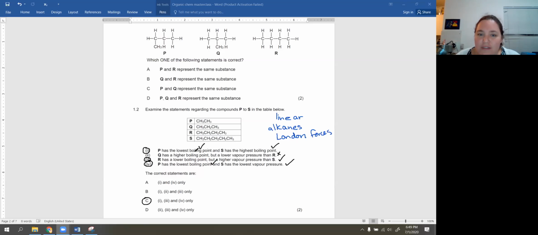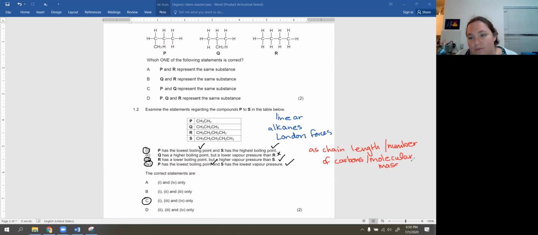All right, so the first thing that we need to know, and sometimes it helps to write all over your paper, is that as the chain length increases in length, as the chain length or the number of carbons, you've got to be very specific. You can't just say number of carbons. It could be the number of carbons in the whole molecule. That's fine. Or the molecular mass, any of these. As these increase, so do the intermolecular forces. The intermolecular forces will be larger. If the intermolecular forces are larger, we will have a higher boiling point.